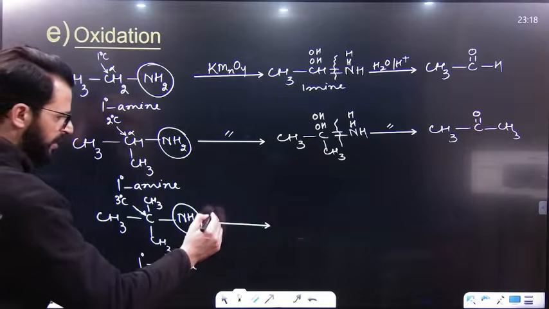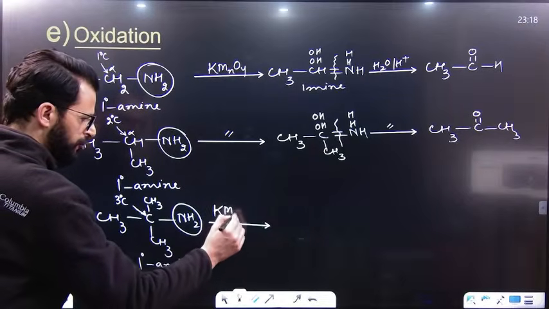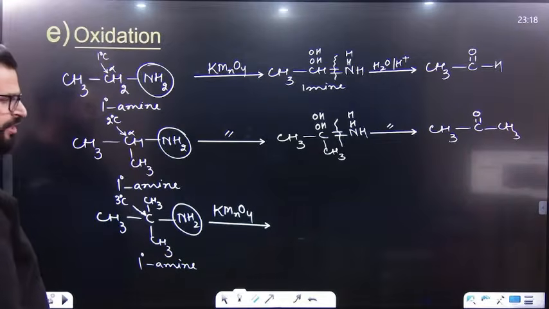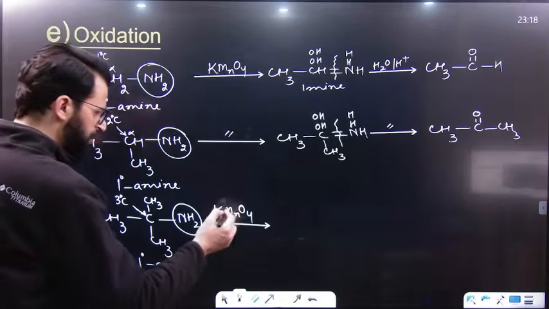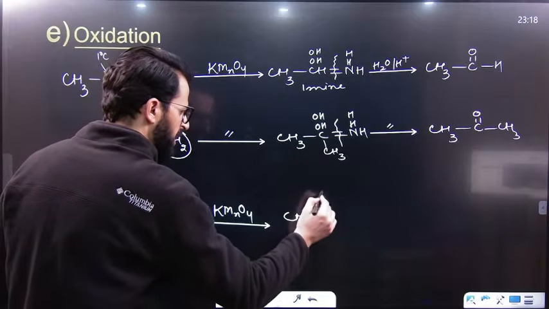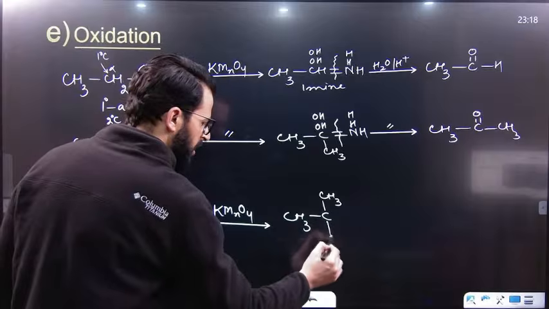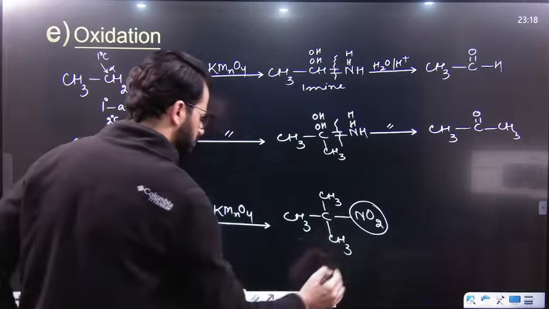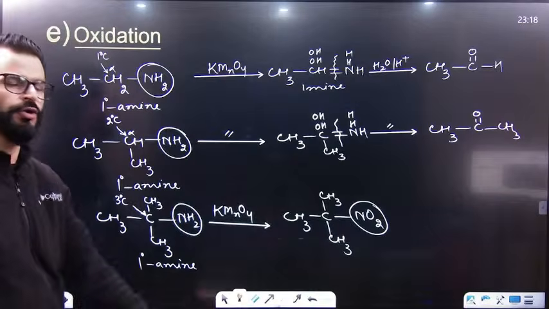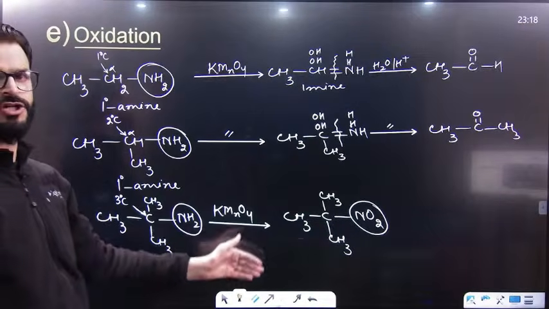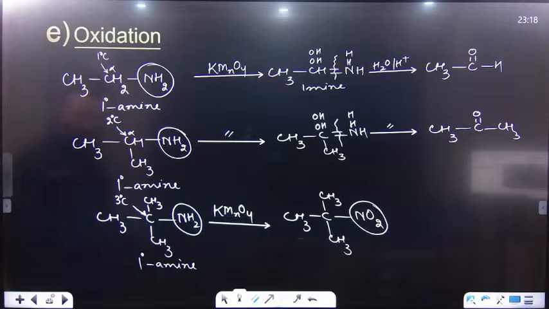But whenever you have a primary amine in which nitrogen is attached to a tertiary carbon, upon oxidation by using KMnO4, the amine will be converted to a nitro compound. It's very simple, you just have to convert NH2 to NO2. So this was what happens if a primary amine is there and the oxidizing agent is KMnO4.